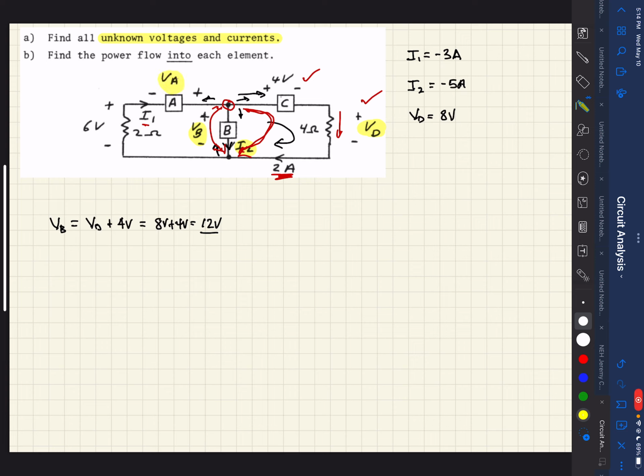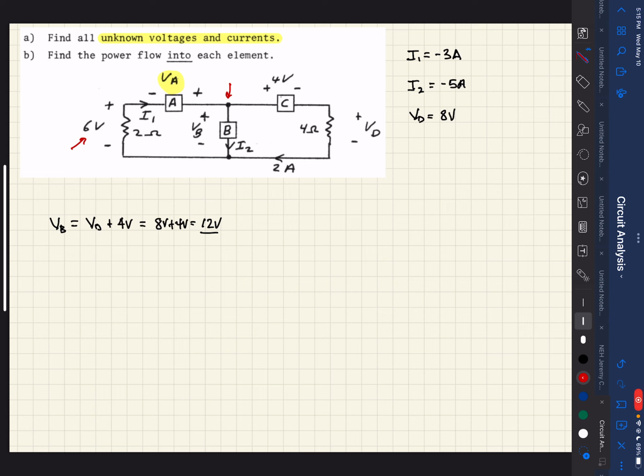So VA, we know what the voltage is. Let me clean this up a little bit. So now we know what the voltage is at this node, that's VB, and we know what the voltage is here. So we should be able to determine the difference between those two to give us VA.